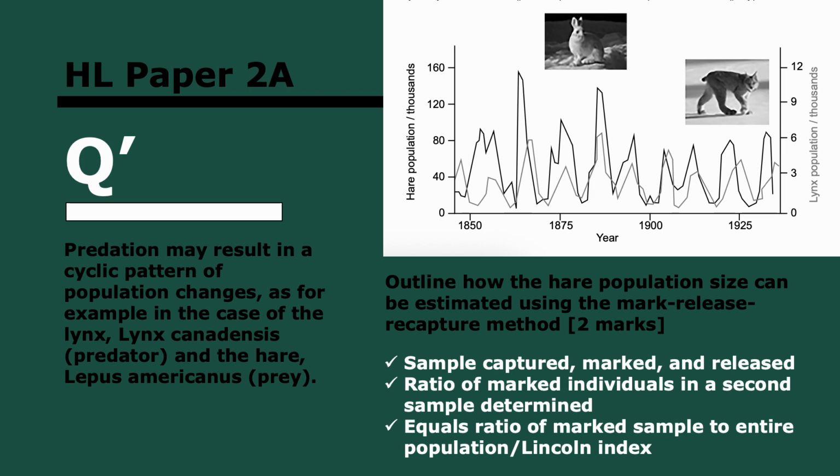You capture a sample, you mark it. You can give more detail here, right? You try and mark it with something that's not very obvious, then you release it, and then you recapture another sample. And then you can use the Lincoln index to calculate the size of the population. There's a lot of assumptions here, which is actually the next question, so I'm not going to spoil it.